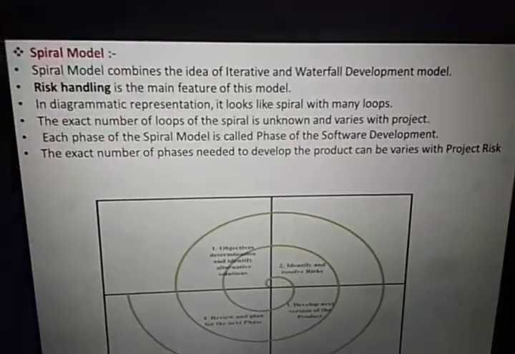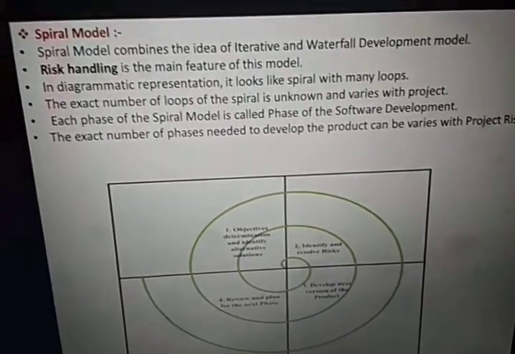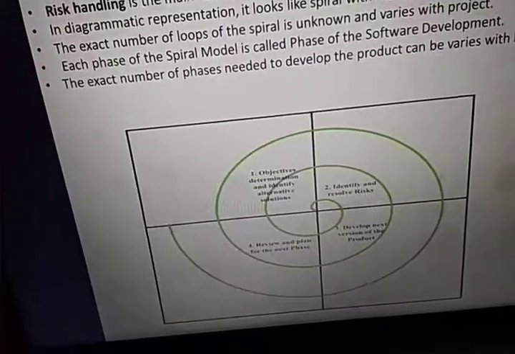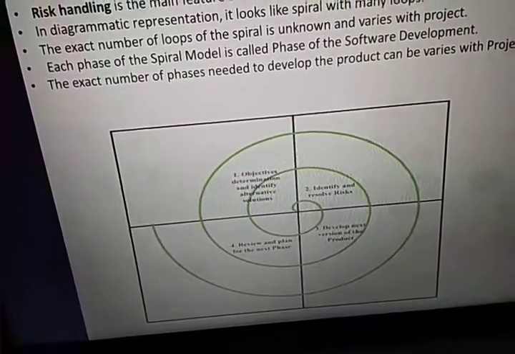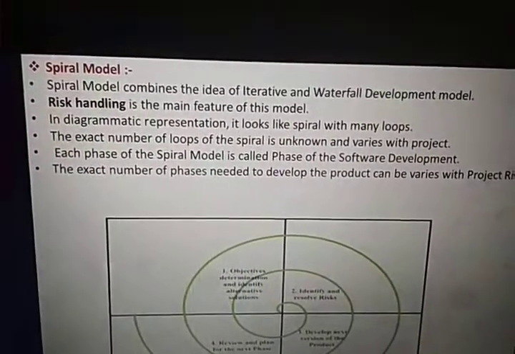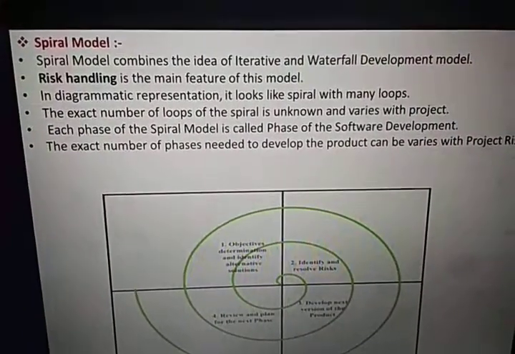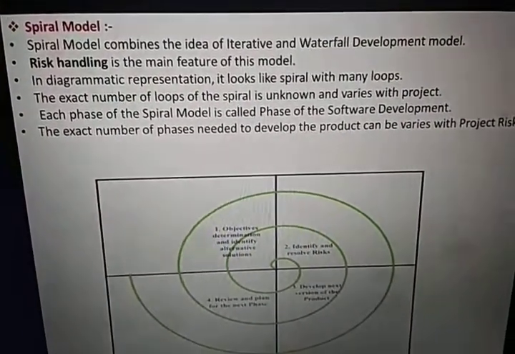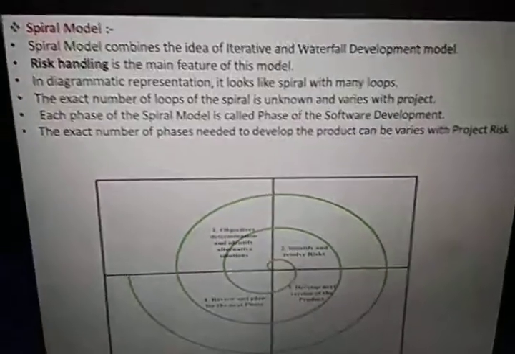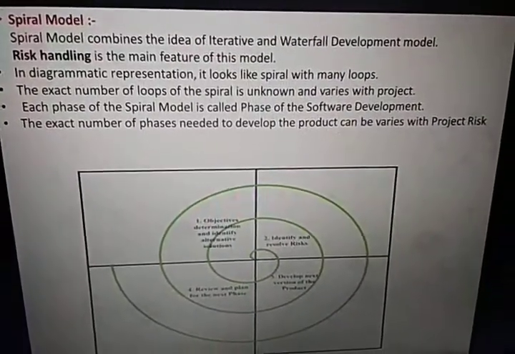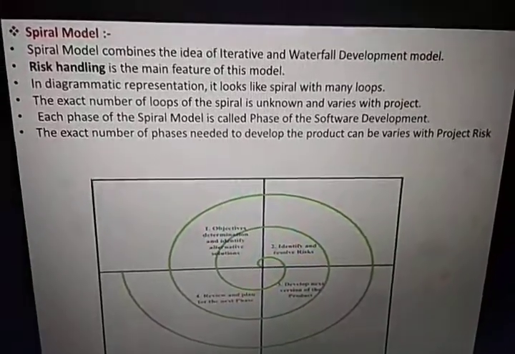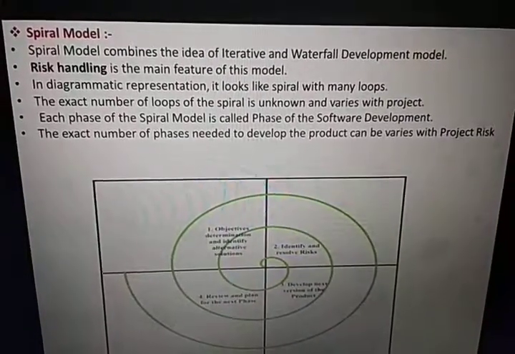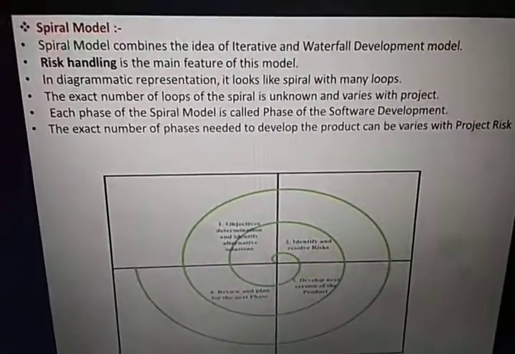The diagrammatic representation looks like a spiral which has many loops. It keeps on rotating on the same phases again and again. The exact number of loops of the spiral model is unknown and varies with the project. Suppose we have a small project, then the loops may be fewer in number. Or we have a very big project like Facebook, then the spiral model will have a high number of loops.